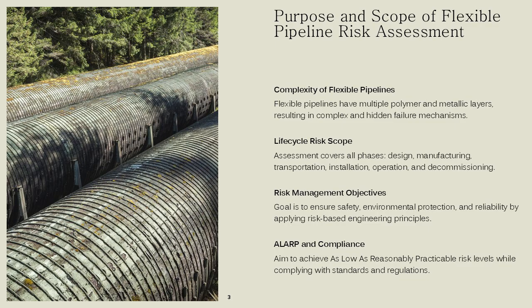Flexible pipeline risk assessment is a structured process aimed at identifying, evaluating, and mitigating hazards associated with flexible pipe systems throughout their life cycle. Unlike rigid pipelines, flexible pipes consist of multiple layers of polymers and metallic armors, making their failure mechanisms complex and often hidden. The scope of this assessment includes design, manufacturing, transportation, installation, operation, and decommissioning phases. Each phase introduces unique risks such as material incompatibility, fatigue, corrosion, and operational overload.